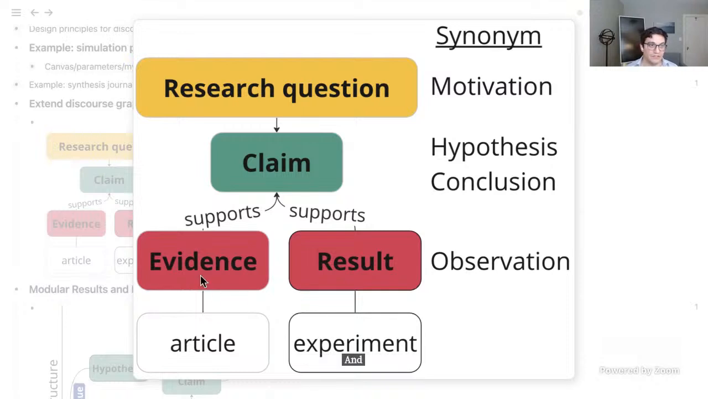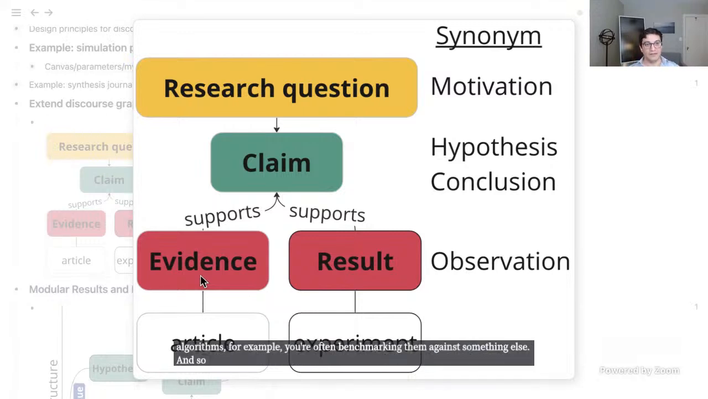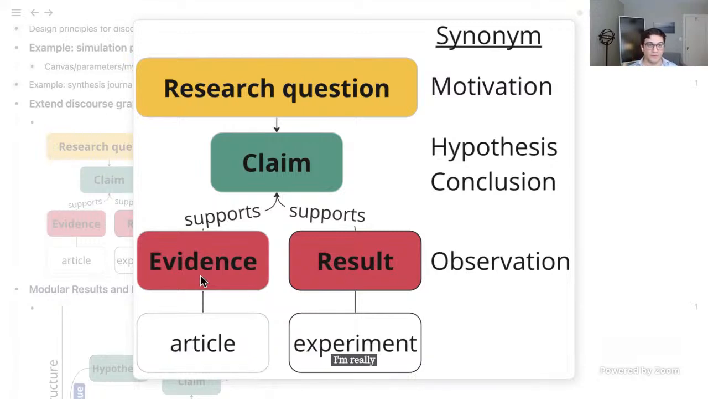I was originally envisioning this system working for empirical research, anytime you're collecting evidence. But then in talking with people at Topos, they thought that potentially any type of new observation could still be collected in this way. I think for computer science algorithms, for example, you're often benchmarking them against something else, and so you have a result there. I'm really curious whether it would work for a formal proof. People at Topos thought potentially, and I don't have a sense one way or the other.